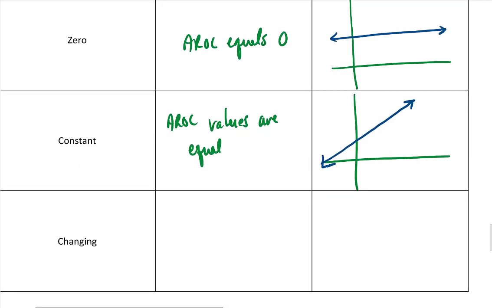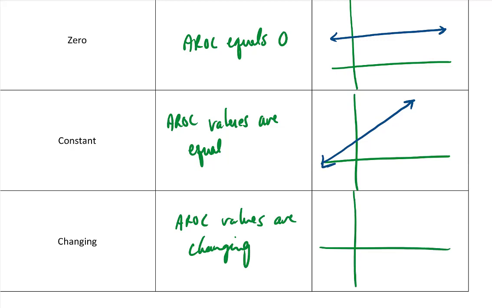And finally, if your rate of change is changing, that means your first differences or your average rate of change, the values in a table, are changing, and that could be any type of curve.